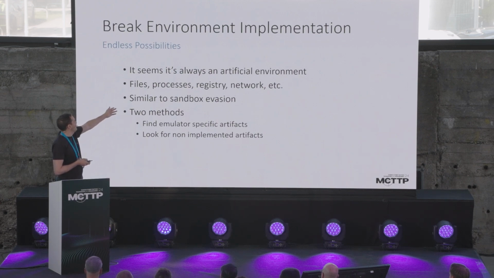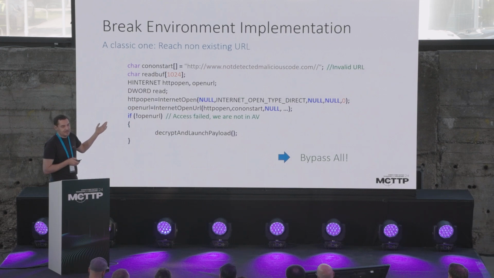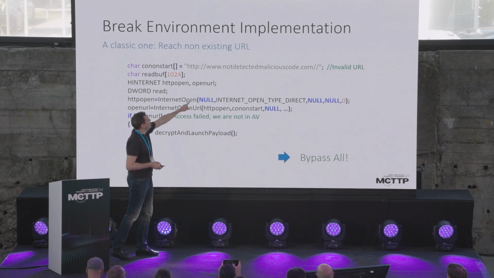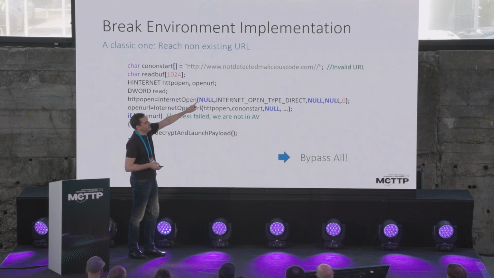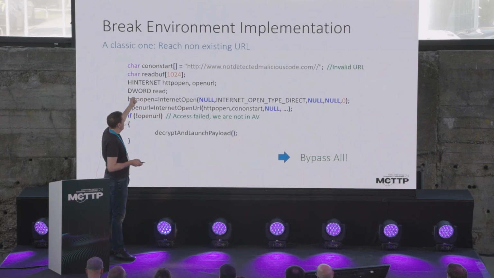So you can have a look at files, processes, registry, network, a lot of possibilities. I'm just going to show a limited number of samples here. This one is a very old one. It was already working in 2014. It has been used by malware writers for 20 years. And the goal is just to check for an invalid URL. You see here, this URL doesn't exist. I didn't buy the domain. So you try to open it, and if you cannot open it, then you trigger the malicious routine.